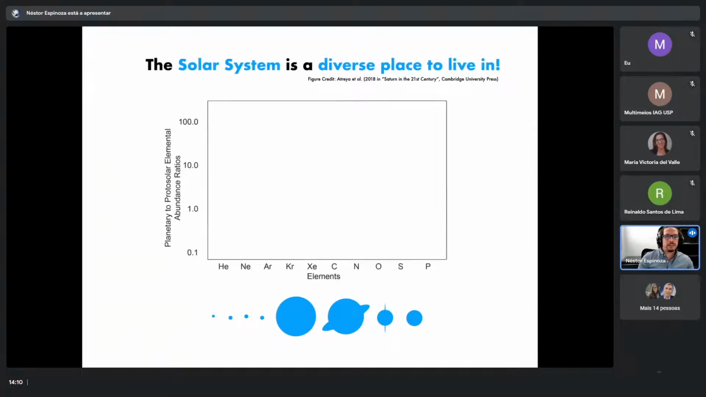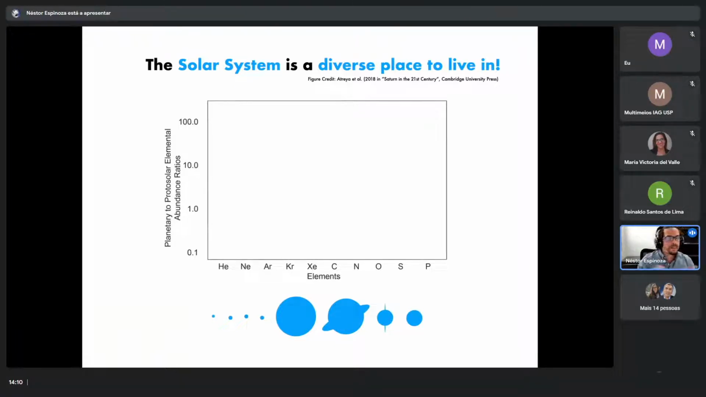So here I'm plotting, this is one of my favorite plots ever. This is a plot by Trajan and collaborators in a book/report from 2018 called Saturn in the 21st Century. And what I'm going to be showing is, in the x-axis, I'm plotting the different elements. You can choose your favorite, maybe carbon, oxygen, you name it. And in the y-axis, I'm going to plot the planetary to protosolar elemental abundance ratios. That means what is the abundance in these planets of these different elements as compared to the seeds, the protosolar elemental abundance, how the elements looked in the protosolar environment.